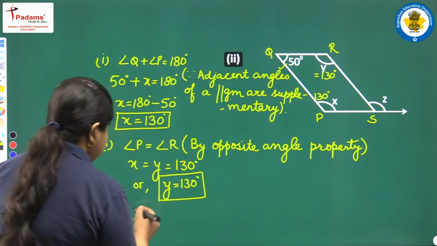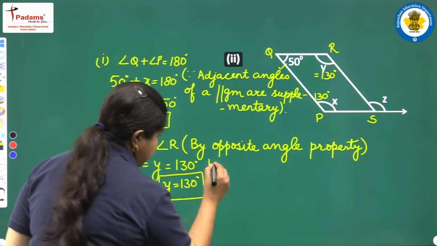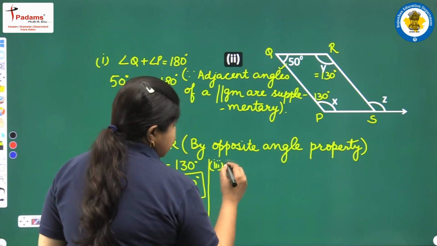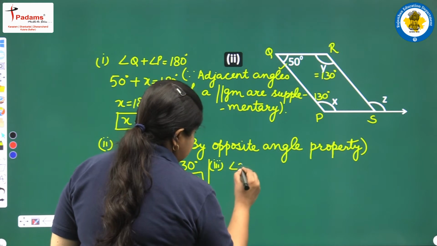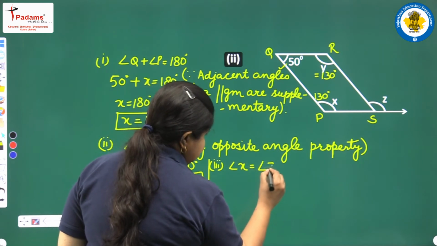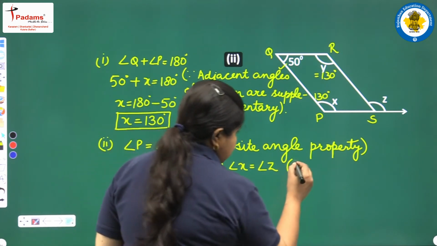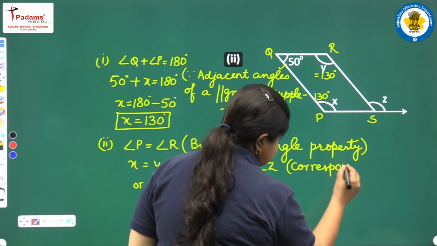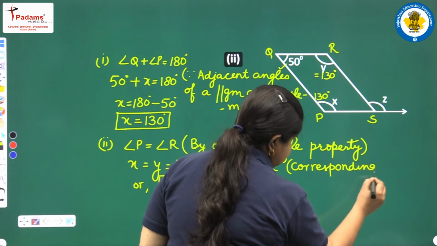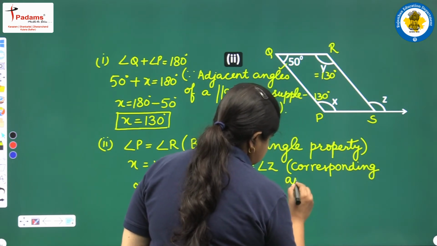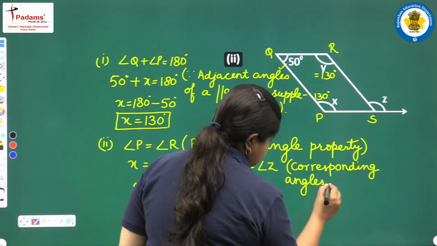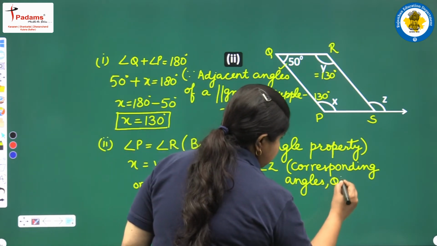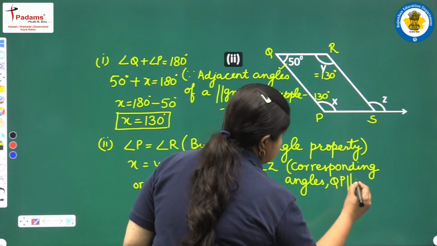So let us write it here. The third part, we can write it, angle X is equal to angle Z. Why? Corresponding angles. And which two sides are parallel? QP is parallel to RS.